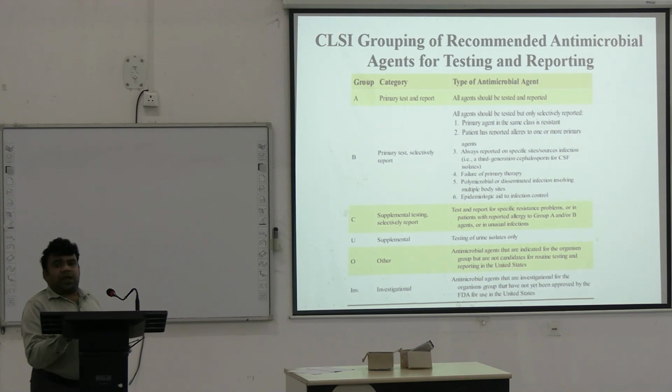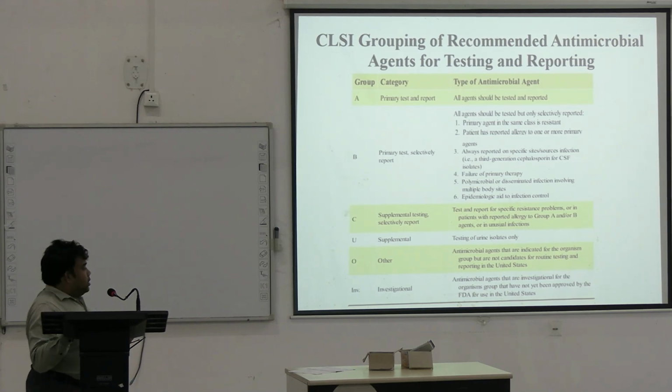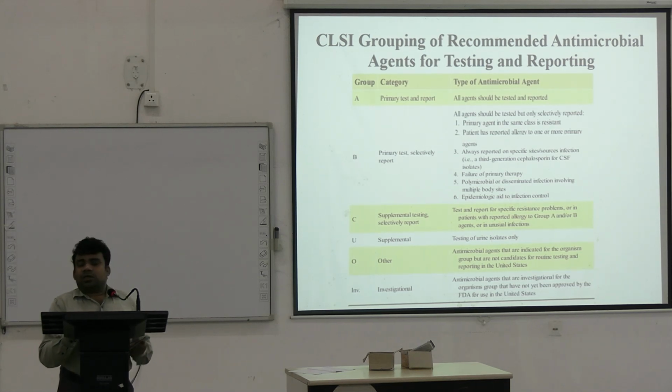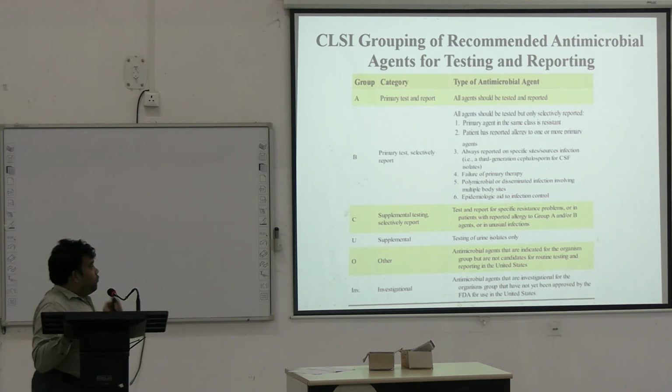The A group is for primary test reporting, the B group for selective reporting, and the C group for supplemental testing. That means whenever you prescribe a culture and susceptibility report, the reporting will be done based on this classification. Please do not expect that for a sensitive strain, susceptibility testing against all groups of drugs will be done. Based on the patient's illness, whether the patient is critically ill or an outpatient, this will be modified by the laboratory itself, and you should be aware of that.